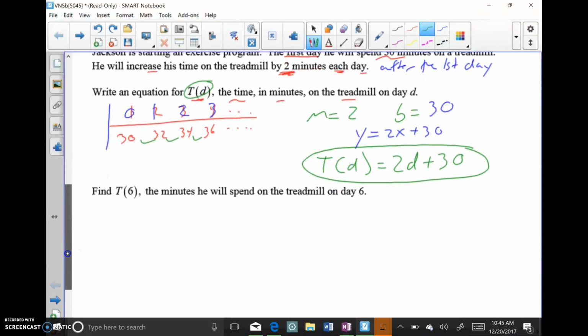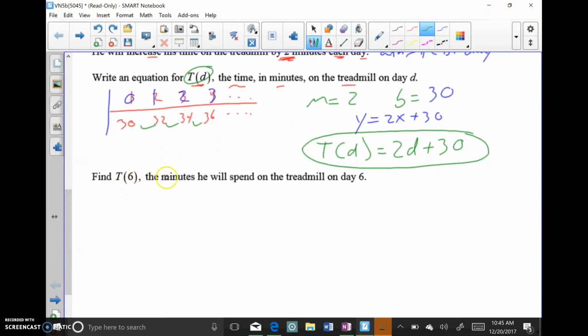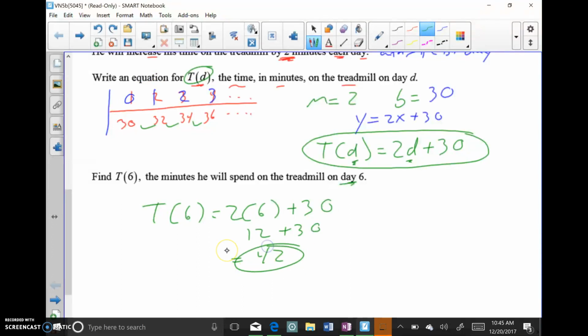And then the follow-up question here is simply find t of 6. How much he spends on the 6th day. So on day 6, that would be t of 6. Well, that's 2 times 6. Remember, d is just representing our input here. So whatever we plug in. On day 6, it'd be 2 times 6 plus 30, which is 12 plus 30 equals 42. So on day 6, it'd be 42.